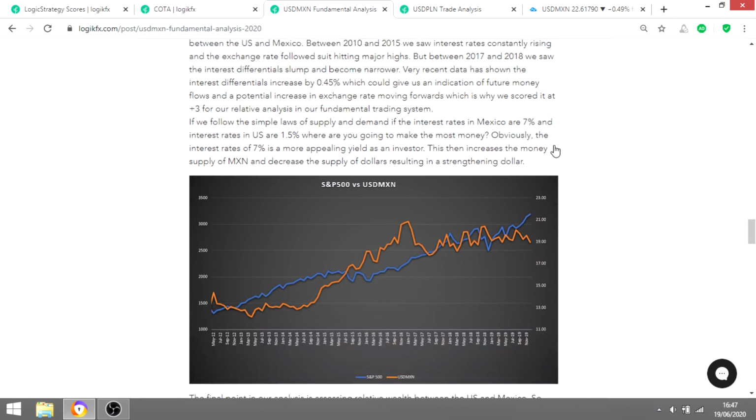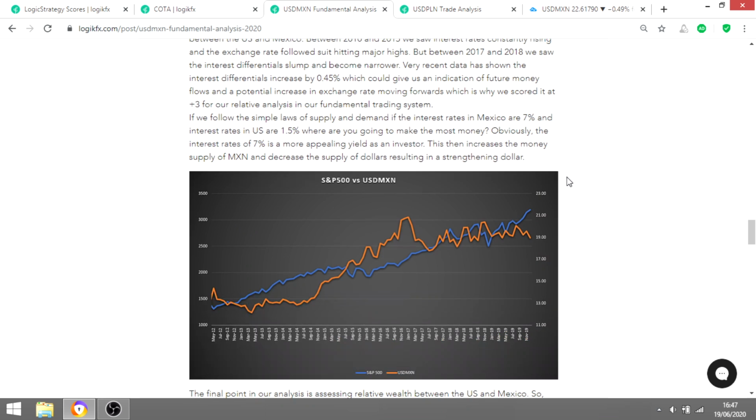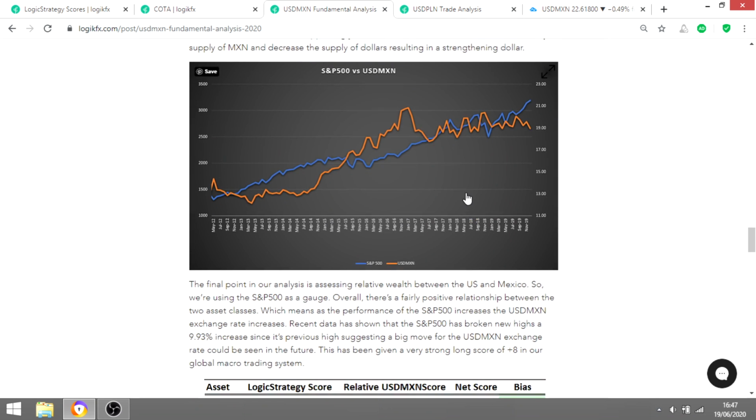Then we went on to analyze the S&P 500, which is a barometer of wealth in the United States, against the USDMXN exchange rate. Again, we saw something similar where the US dollar was increasing while the S&P 500 was also increasing, which was interesting.